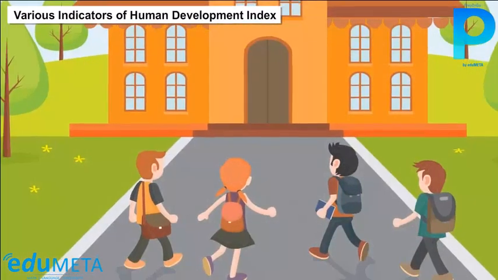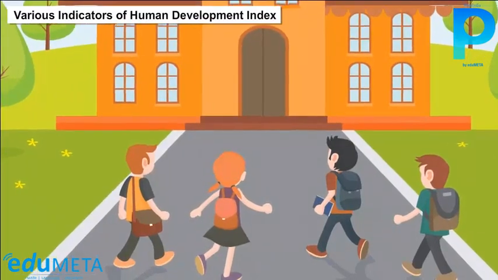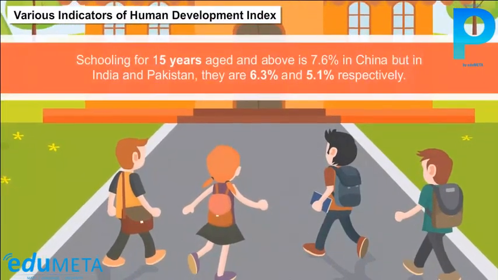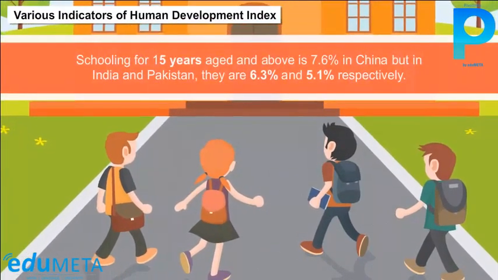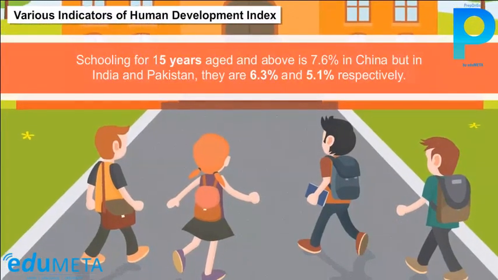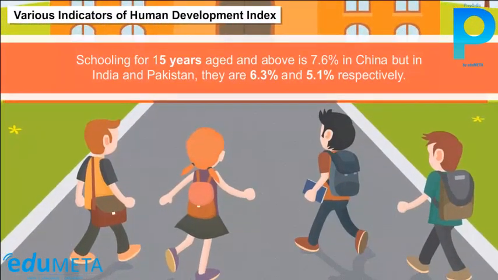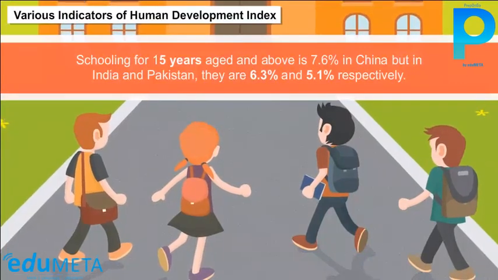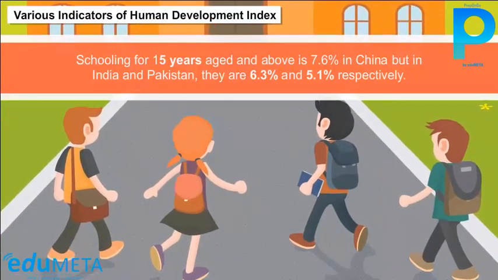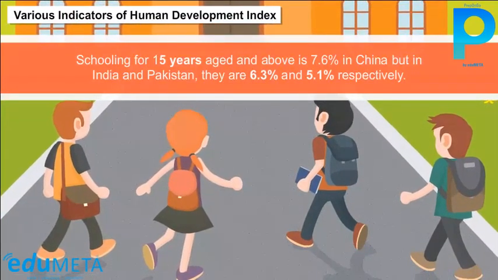In education, the mean years of schooling for those aged 15 years and above is 7.6 in China, but in India and Pakistan, they are 6.3 and 5.1 respectively.